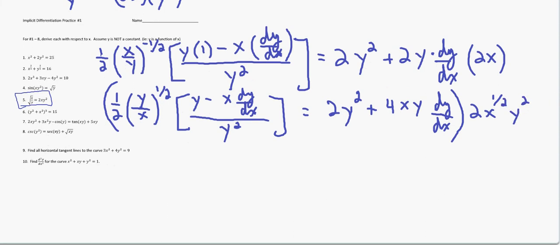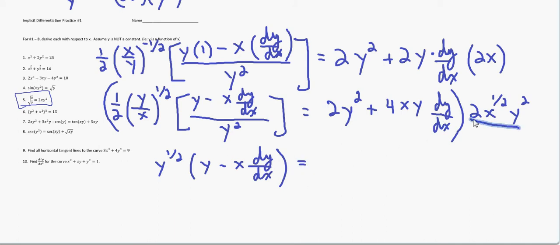And what that's going to do for me is when I multiply this thing onto the left-hand side of this equation, 2 is going to kill the 1/2. X to the 1/2 is going to kill the x to the 1/2 on the bottom here, and y squared is going to kill the y squared on the bottom here. So all that's going to be left is the numerators. Y to the 1/2 times y minus x dy dx. Now, we don't consider dy dx to be a fraction. Dy dx is one variable, so just let it be.